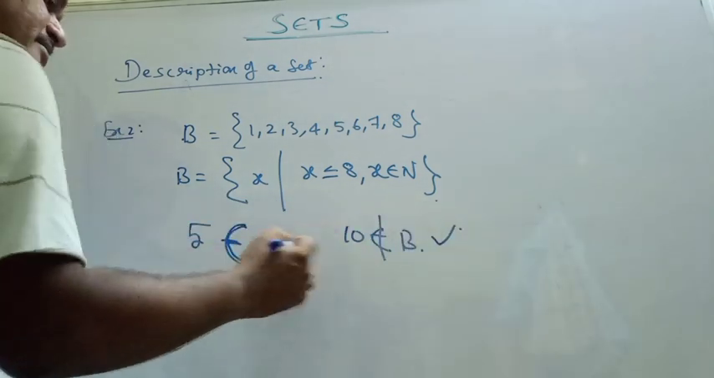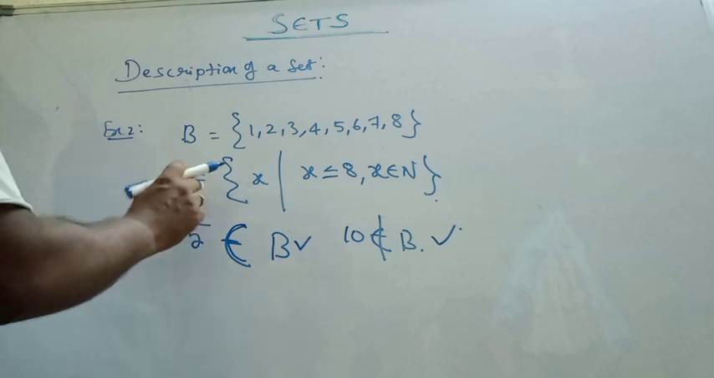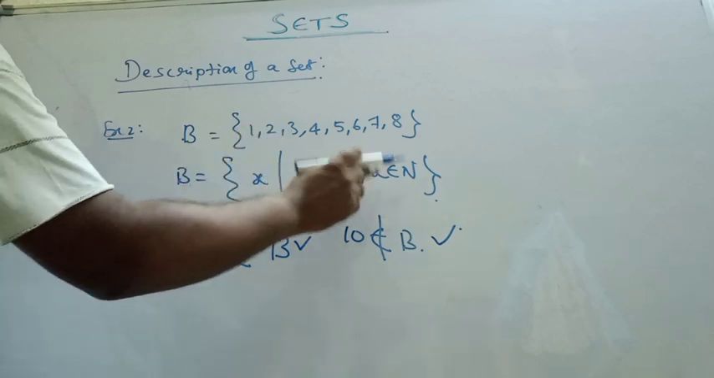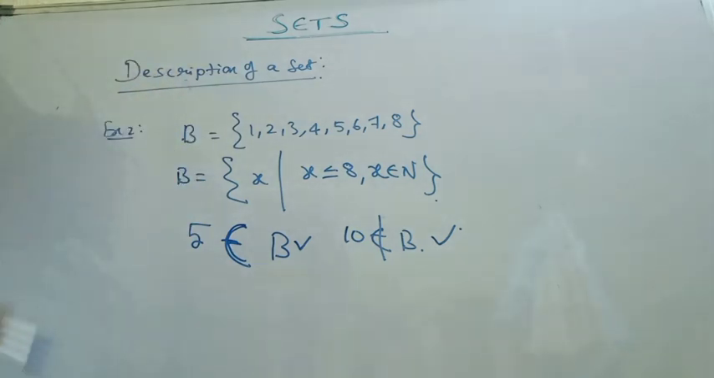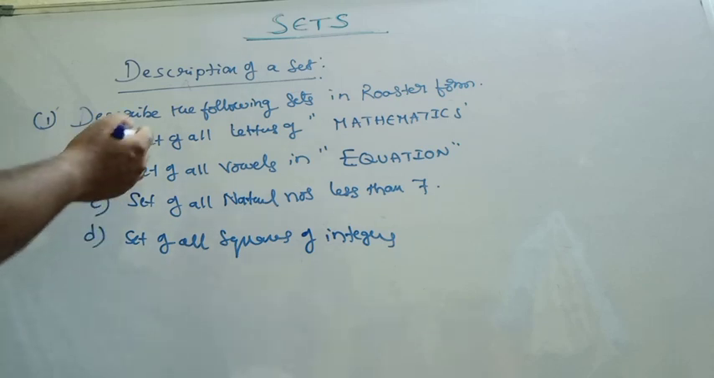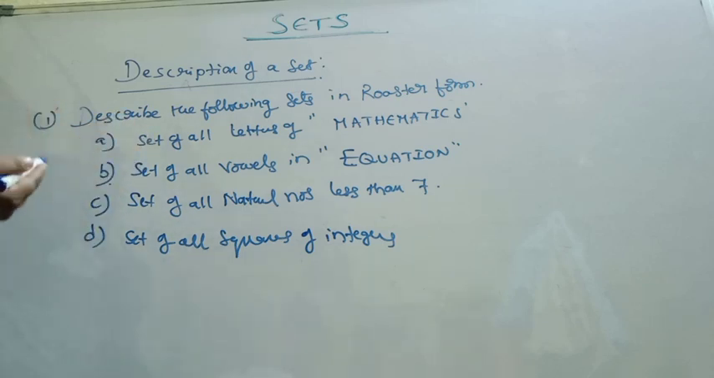This is true, and this is also true, like this. Here you see set builder form, how we wrote x such that x is less than or equal to 8 and x belongs to N. X is a natural number, right? Wonderful. Now see, we have here a set of one simple problem.